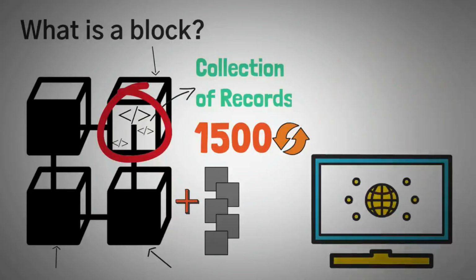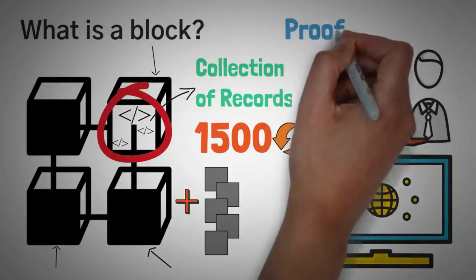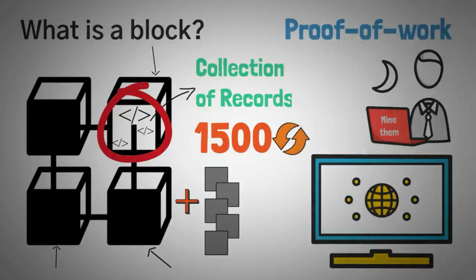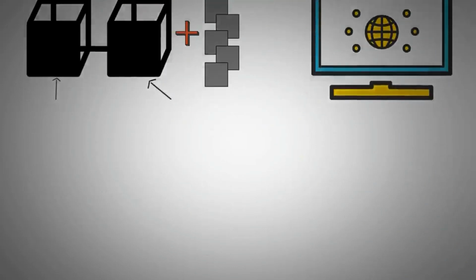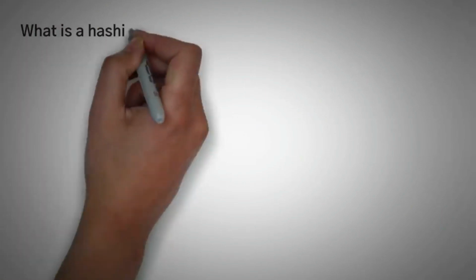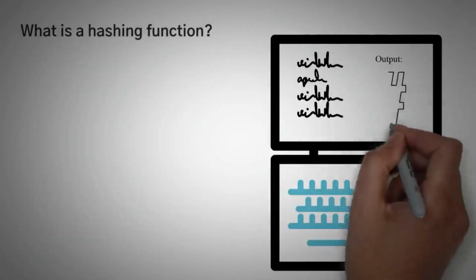Now you might be asking, how do we do that? Well, we do something called mine them. And since Bitcoin is a proof of work model, we have to prove that we mined them. This brings us to something called a hash. So the next big question is, what is a hashing function? A hashing function is a system where you can put something into it and it'll output a hash.